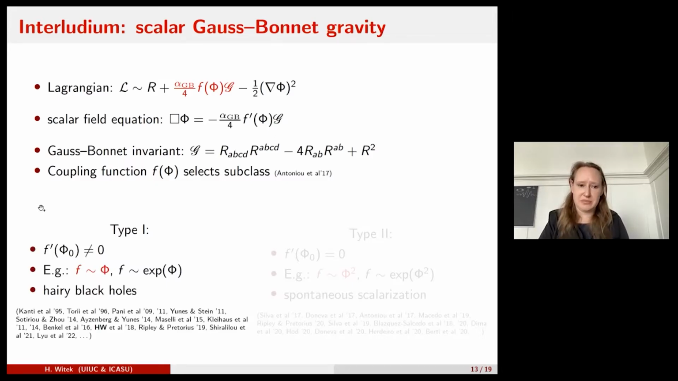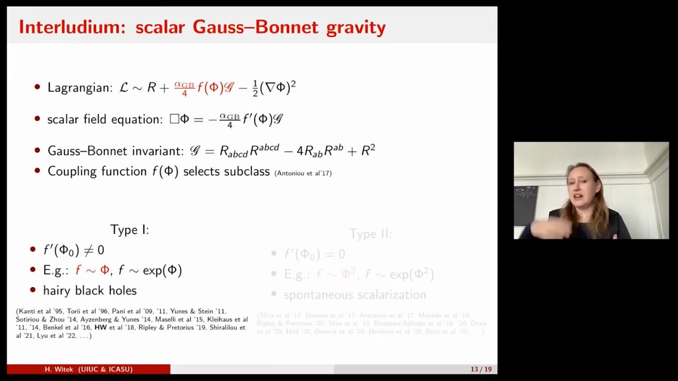The first type are those where the derivative of the coupling function with respect to the scalar field will never vanish. Examples for that are what we call shift-symmetric Gauss-Bonnet gravity, or we can have this exponential coupling, which would be Einstein-Dilaton Gauss-Bonnet gravity. This is kind of a dilaton coupling. In this case, if the derivative of the coupling function never vanishes, then you see, looking at the scalar field equation, that the right-hand side will never vanish, and your scalar field is always sourced.